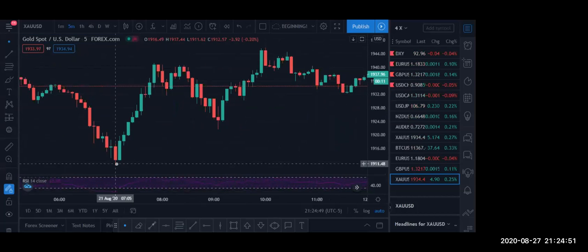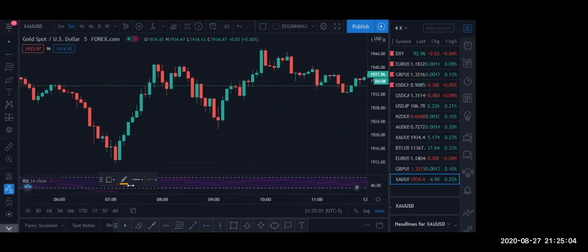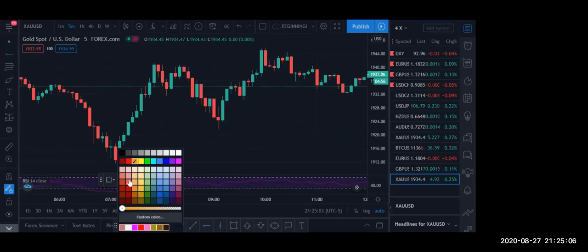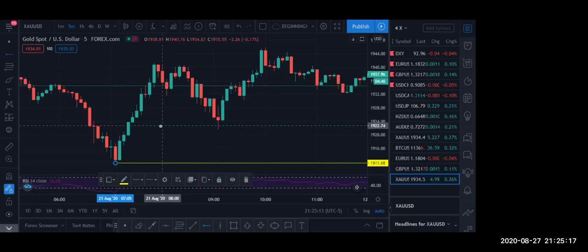So this move right here, this lowest point all the way up to this highest point. And just to identify the points that I'm looking at, I'm gonna mark it off with a ray. It's gonna be a yellow ray. Make it thin. So this is the lowest point right here, I'm gonna mark it off with the ray. That's the yellow line. And then come up here to this highest point, yellow line again.